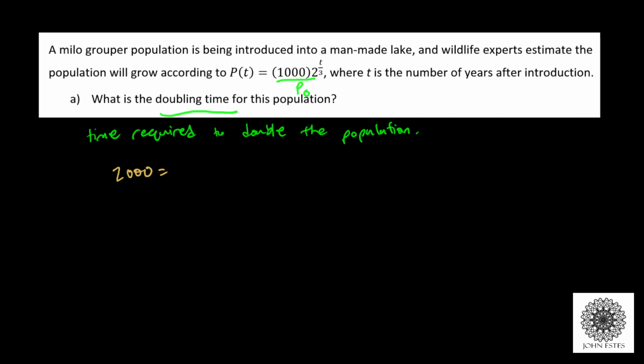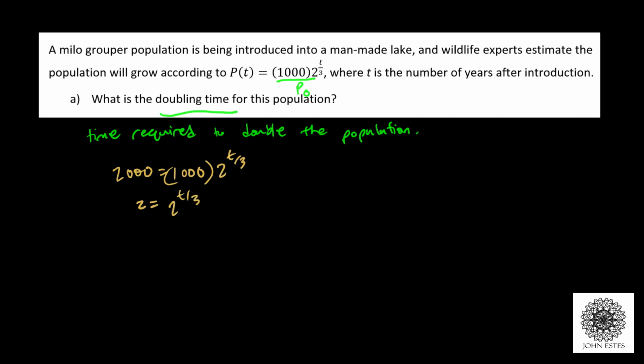So I'm going to let the function value be 2,000, and I need to figure out for what value of t this works. At this point, we don't know how to solve a lot of these, but I think we'll be able to solve this one. What I can do here is divide both sides by 1,000. If I divide 2,000 by 1,000, I get 2. So I end up with 2 equals 2 to the t over 3 power.